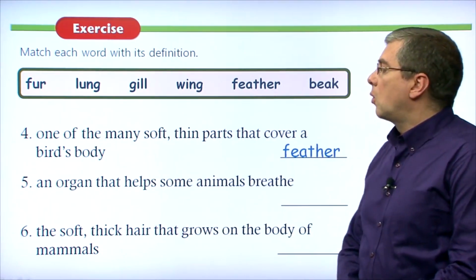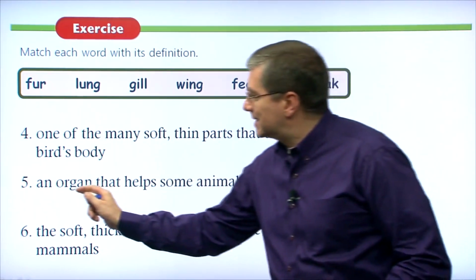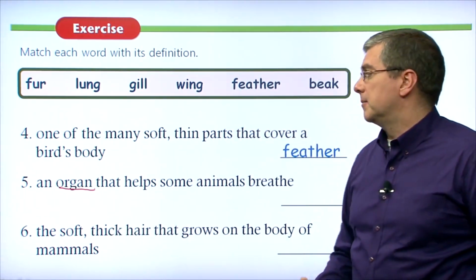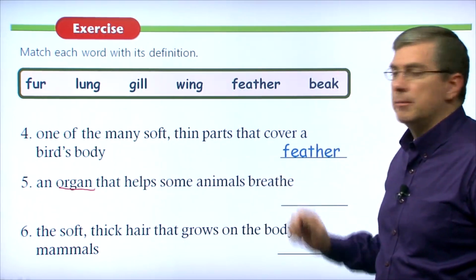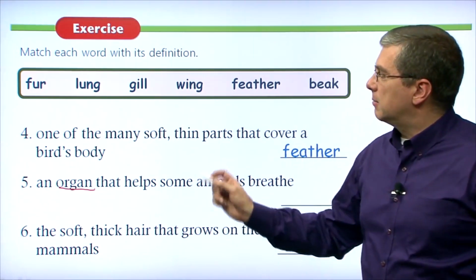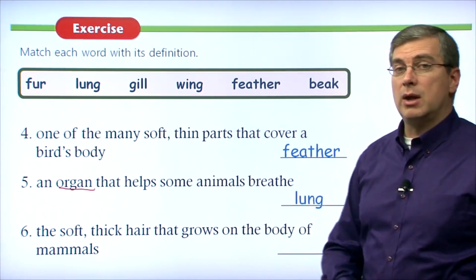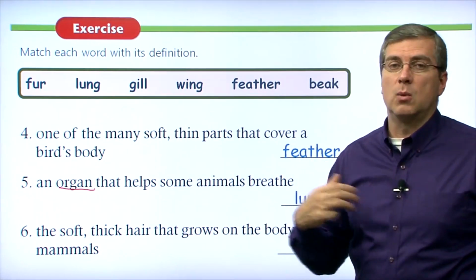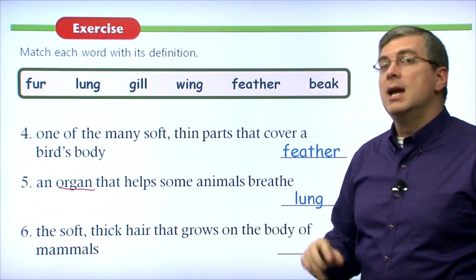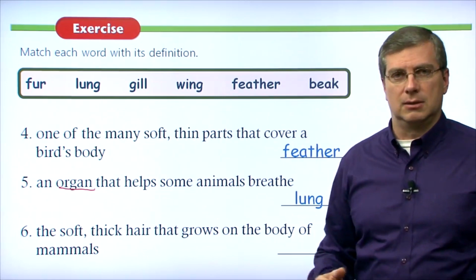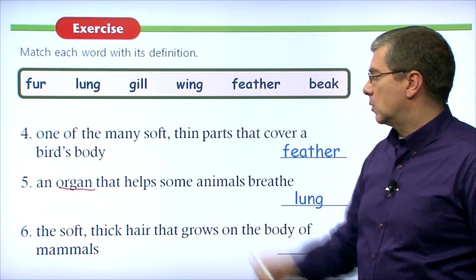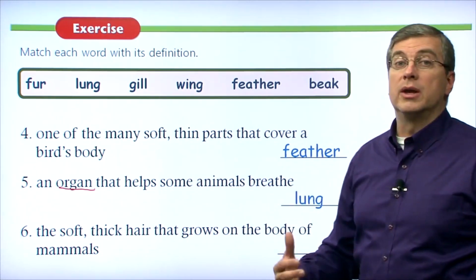Number 5, an organ. Remember, an organ is inside the body. We cannot see the organ. The organ that helps some animals breathe. What am I using when I breathe? I am using my lungs. We all have 2 lungs. Animals have 2 lungs, right? 1, 2. So when we talk about singular, it's 1 lung, 1 side, either side, but we usually say lungs, right? We have 2 lungs, right? 1 lung, 2 lungs. Okay, it is an organ that helps some animals breathe, the lung or the lungs.